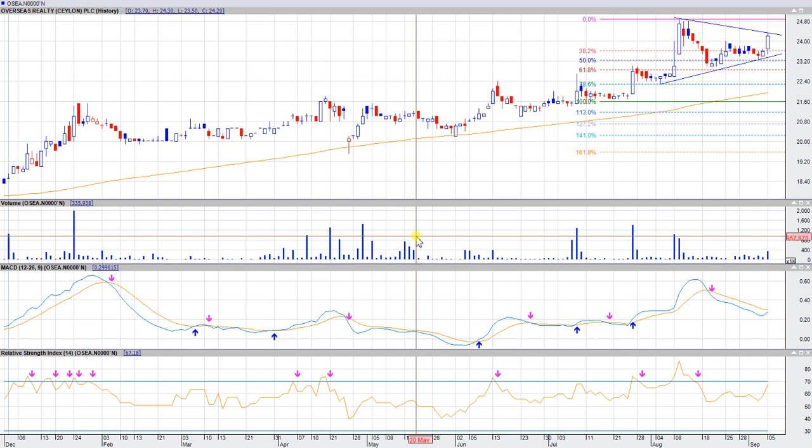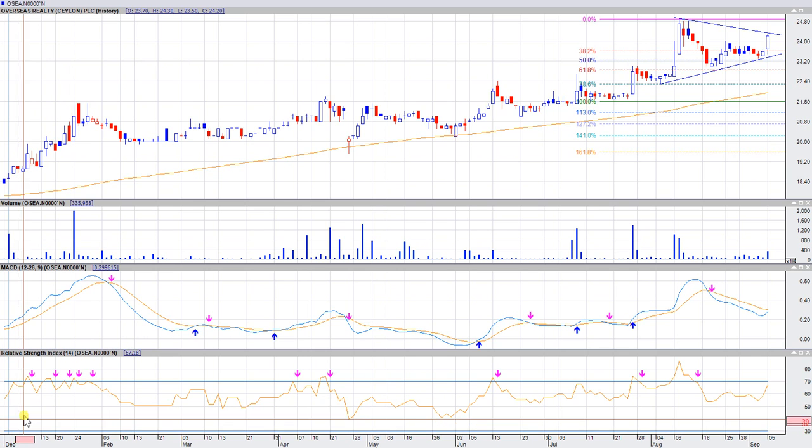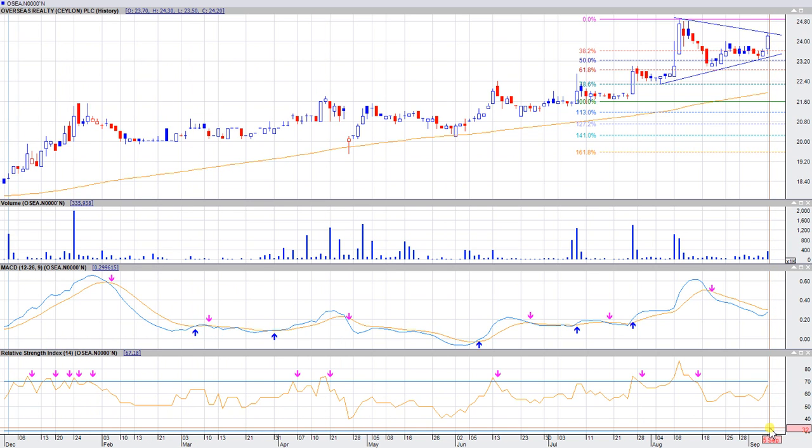We are looking at OSEA, in other words, Overseas Realty Ceylon PLC. We're looking at the history of year to date, almost from January till September 5th.